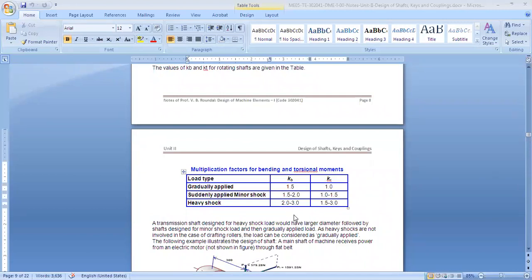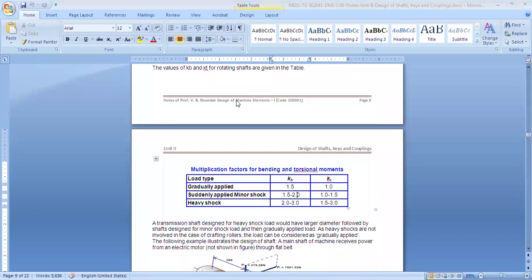Like a bump on a road, a minor bump. So that time your KB will be 1.5 to 2, and your KT will be 1 to 1.5. So depending on what kind of shock, and slowly with your experience you will gain that, and you will use the factor. If it is a very minor shock, you will take 1.5 and 1. If it is a medium shock, then you will take 2 as KB and 1.5 as KT.